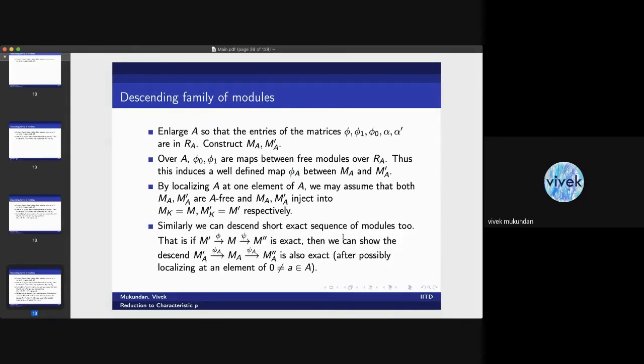Similarly, we can descend short exact sequences of modules too. That is, if you have a short exact sequence, M prime to M to M double prime, which is exact at M, that means that the kernel of psi is equal to the image of phi, then we know how to descend to M_A prime, M_A, and M_A double prime. That can be done. Now we know how to descend phi and psi to phi_A and psi_A also. And since phi times psi is 0, phi_A times psi_A will also be 0, because phi_A and psi_A are basically restriction maps. Now the question is, if the homology at M is 0, is the homology at M_A also 0?